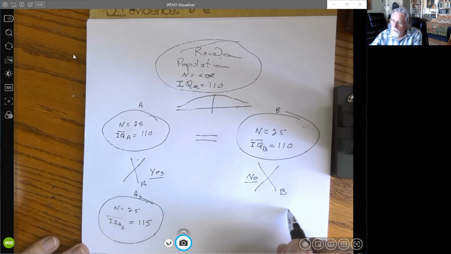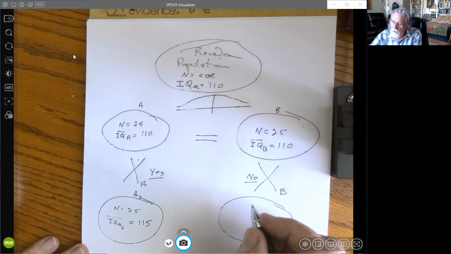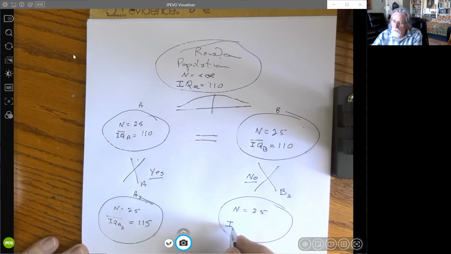And we look at group B, and so this is actually the second time. And so we still have 25, and the average IQ for group B, second time, is 108.